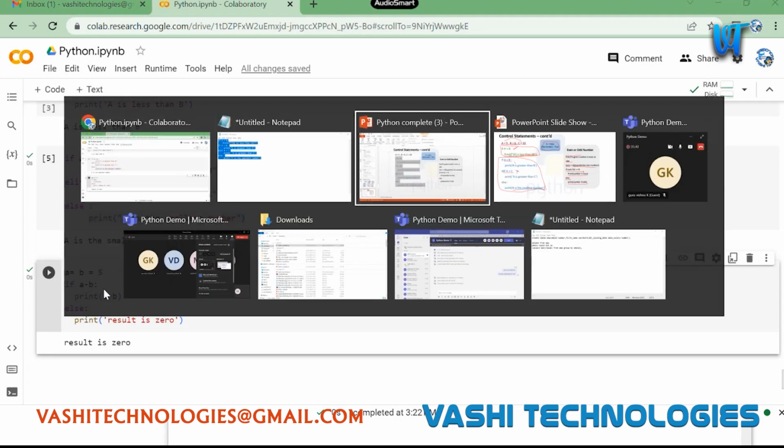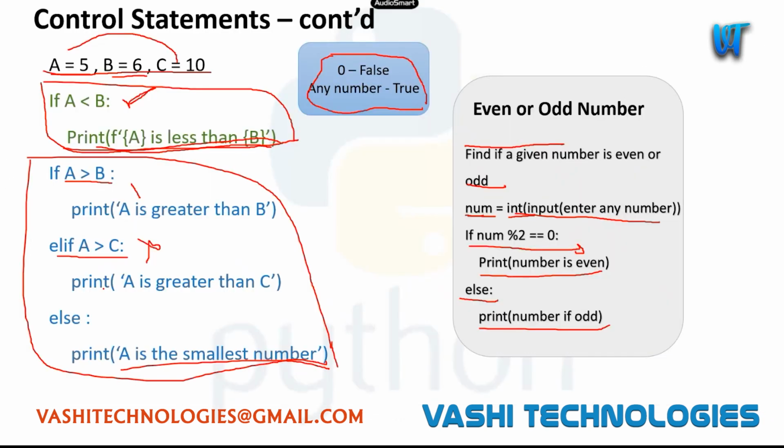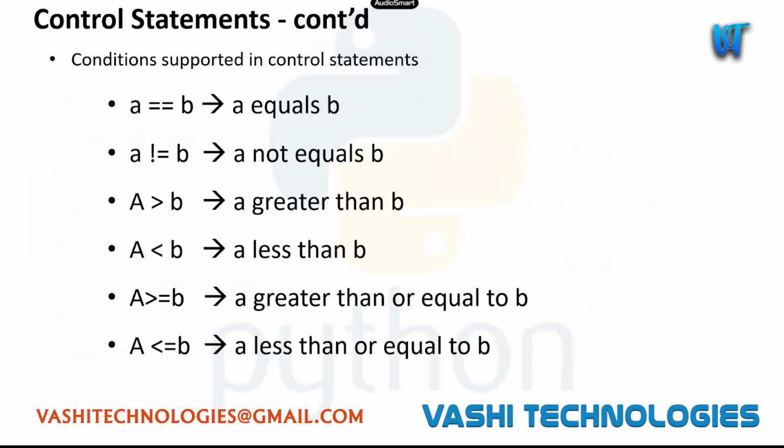Okay. So now let's move on to our presentation. And then we have, for controlling these flows, some conditions, right? Based on the conditions which we have with us, the flow of the program will be controlled based on whether the condition evaluates to true or false. In this case, if you see here, we have these conditions below which are supported in Python for making these comparisons and evaluations.